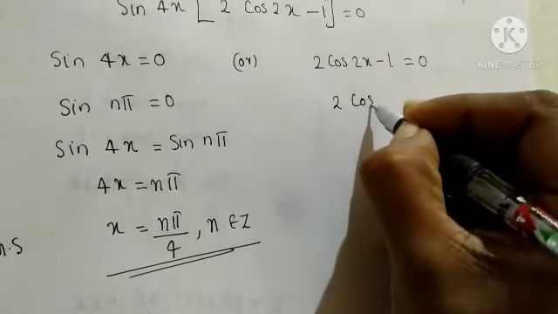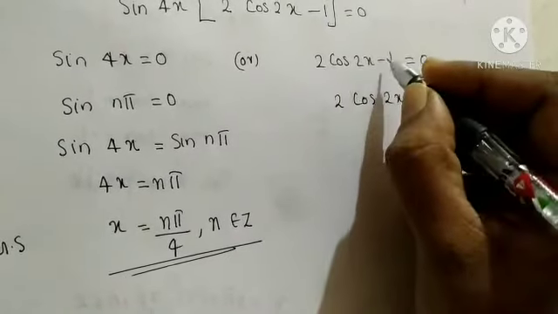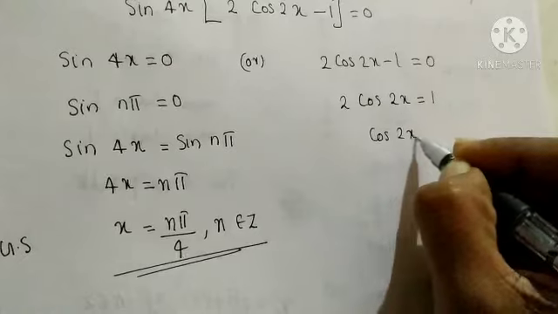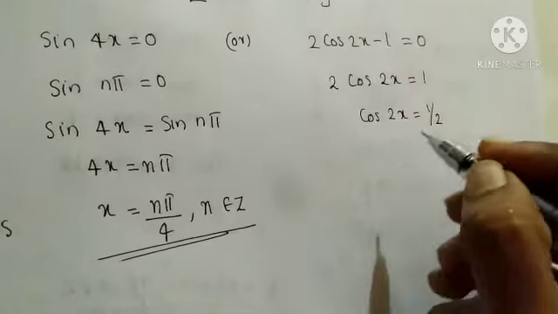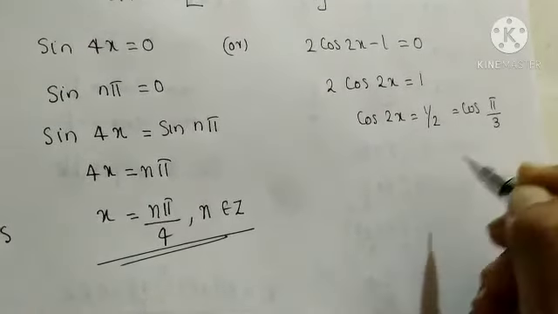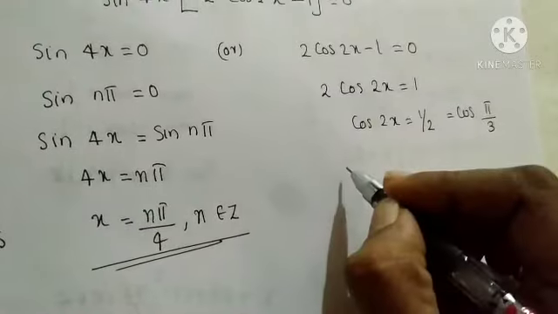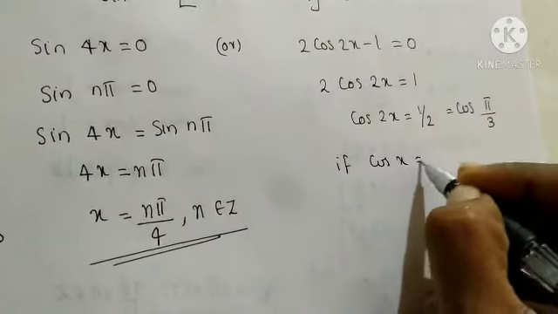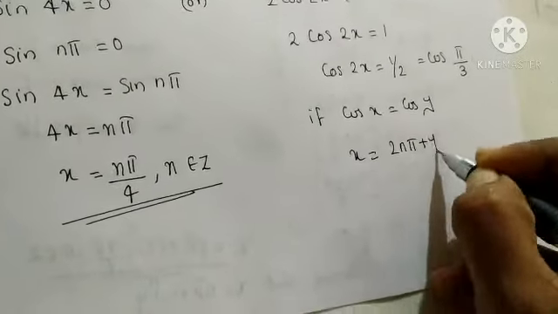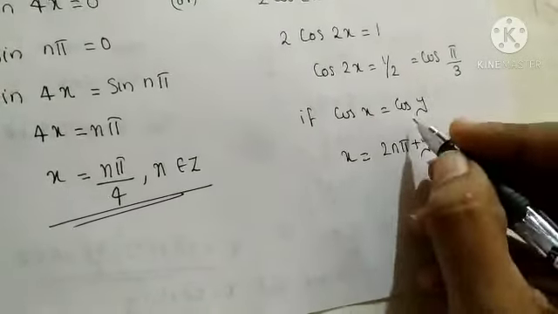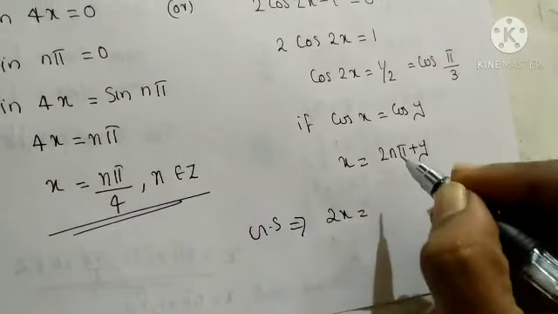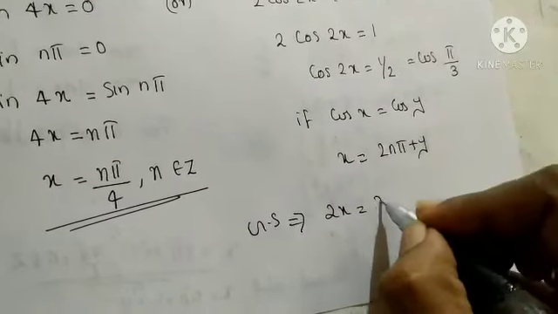Okay, next we need to find out the general solution of this function. So from this we get 2 cos 2x is equal to, taking this minus 1 to the RHS, it will become positive 1. From this cos 2x is equal to 1 by 2, right? So we know that cos 60, that is cos pi by 3, is equivalent to 1 by 2. In general solution, if cos x equal to cos y, the general solution x is equal to 2n pi plus minus y. So comparing these two terms, 2x is equal to, here y is pi by 3, so 2n pi plus minus pi by 3.